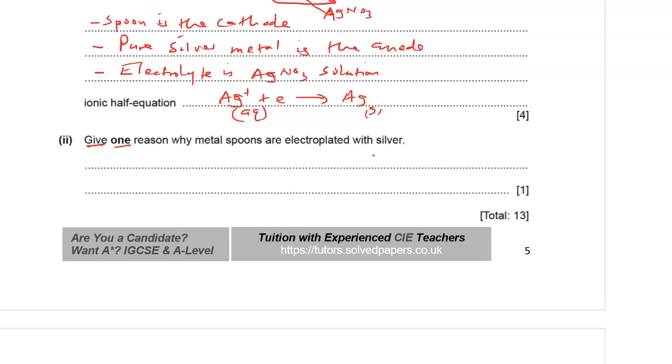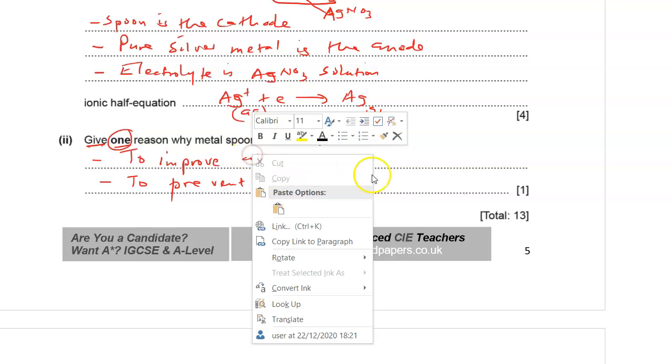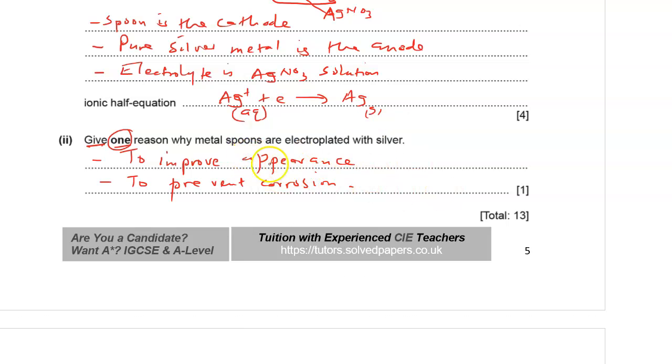I said this earlier on. Of course, to improve appearance. Silver is attractive, is grayish in color and shiny. Therefore, the appearance of silver is good, and also to prevent corrosion. Those are the two. You only needed to give one. Okay, this is appearance.